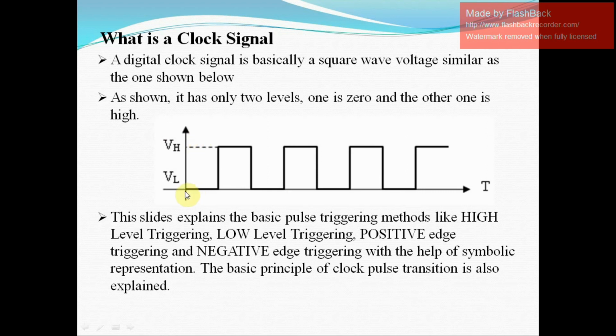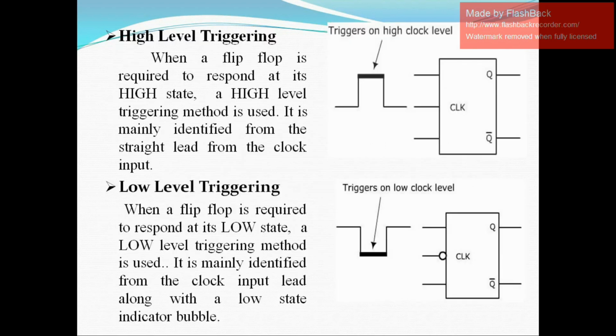In digital we use 0 volt for the representation of the low state, and we use 5 volt for the representation of the high state. In upcoming slides we will discuss the different types of clock, like high level triggering, low level triggering, positive edge triggered, and negative edge triggered. We'll see them in upcoming slides.